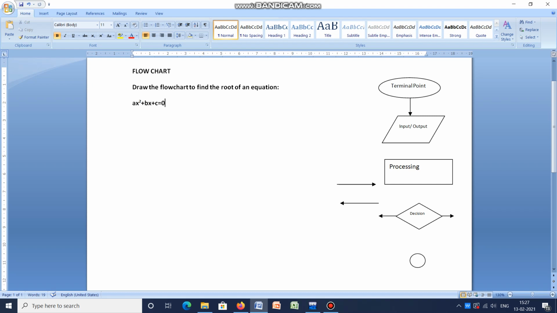So once a decision has come, suppose after processing it has come to a decision, then it can have two answers, yes or no. Either side can be yes or either side can be no. Accordingly the flow will go in another direction. So today our program is finding out the root.